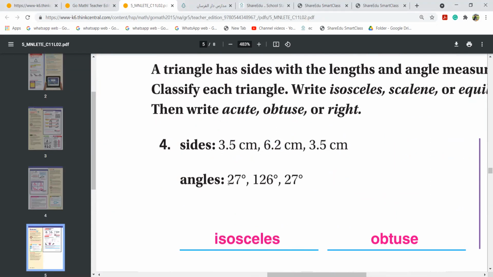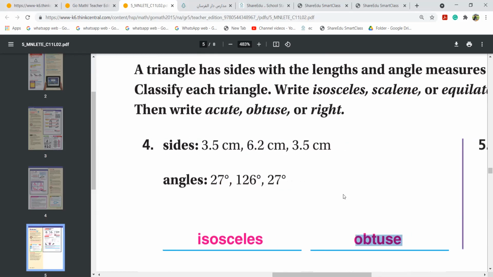Now here, in the angles, do you see any number more than 90? Yes, 120. If you see even one number more than 90, it is called obtuse. If all are less than 90, if it's like 27, 27, 27, it is called acute. Okay.